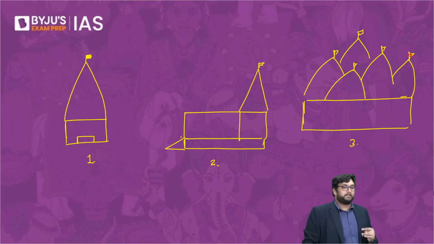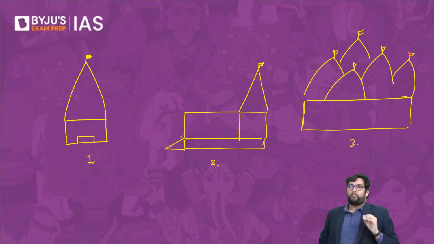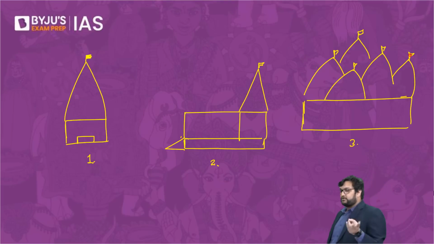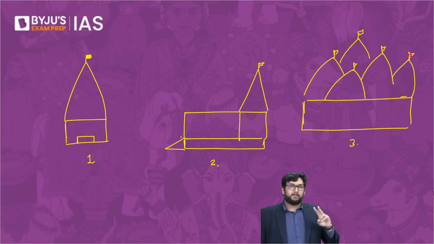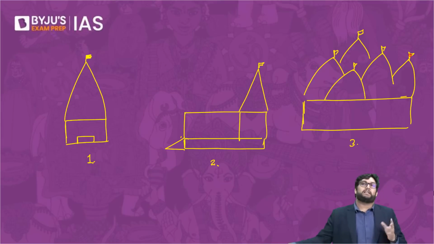Now, the simple point is temples we already know. So what I mean to say is that you already have an image of a temple, and therefore you know what it is, but you don't know the names of it. Now, the first thing which comes in the examination is: what are the components of a temple? Now, this is a generic temple.